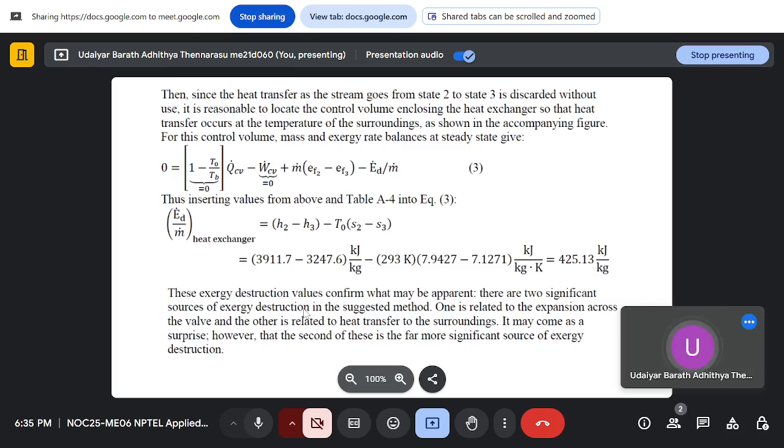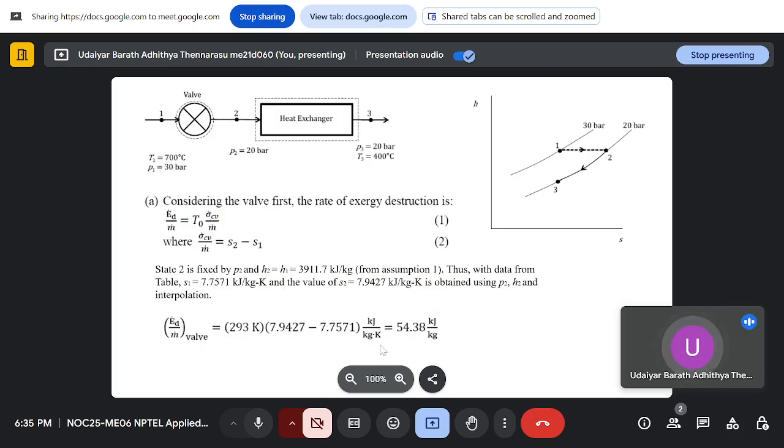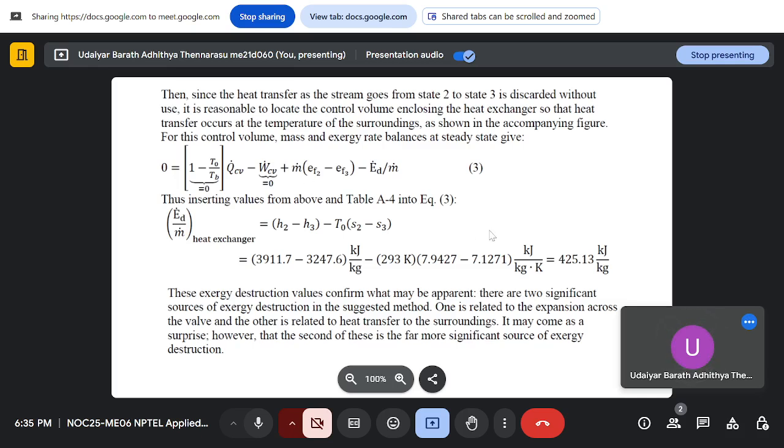So if you see, there are two significant exergy destruction processes. One is because of the expansion in the valve, and the other is because of the heat transfer to the surrounding. If you compare both exergy losses, across the valve it is 54.38, and in the heat exchanger 425.13. So there's a large exergy destruction across the heat exchanger.